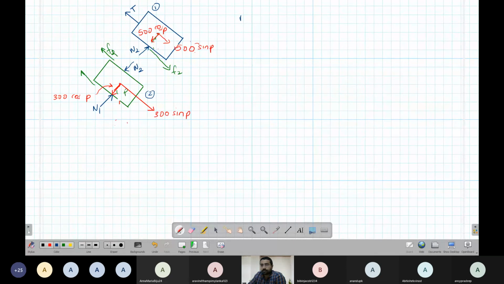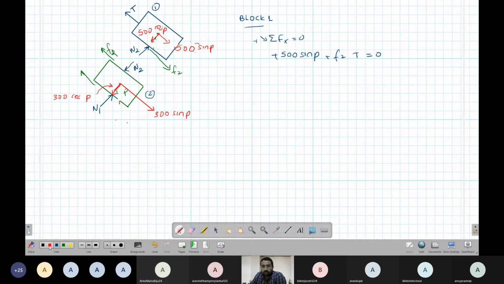Block 1. All the forces in the capital X direction should be equal to 0. This direction is positive. Okay. So in this direction, the force is 500 sin P, which is positive. We have F2, which is also positive. We have T. This should be equal to 0.